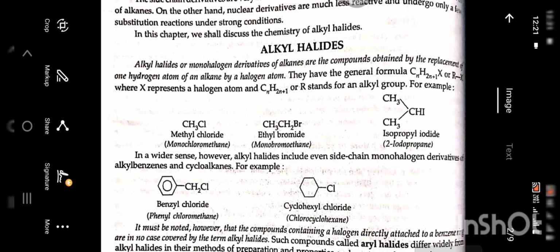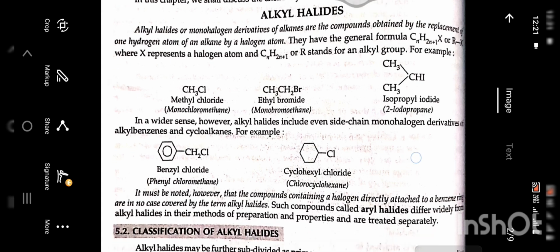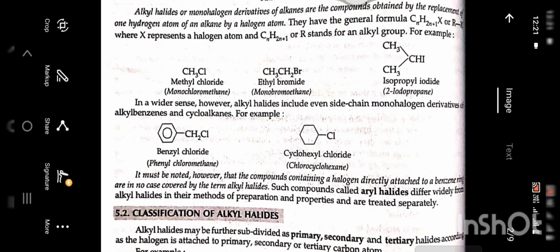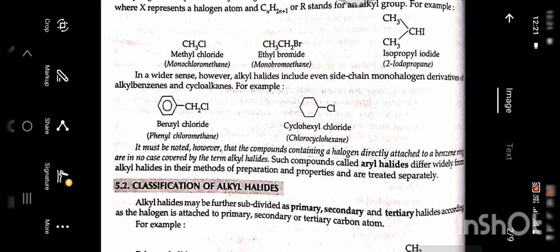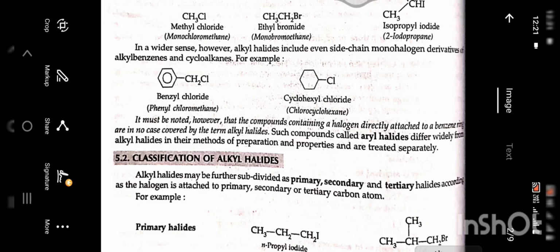In a wider sense, however, alkyl halides include even side chain monohalogen derivatives of the alkyl benzenes and cycloalkanes. For example, benzyl chloride or cyclohexyl chloride. It must be noted, however, that the compounds containing a halogen directly attached to a benzene ring are in no case covered by the term alkyl halides. Such compounds, called aryl halides, differ widely from the alkyl halides in their method of preparation and properties and are treated separately.